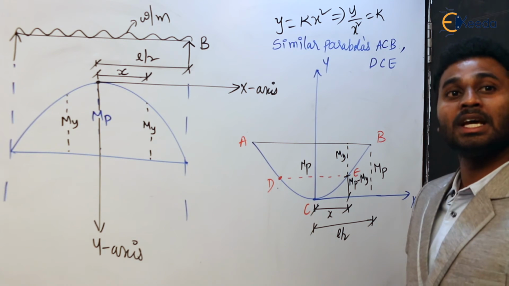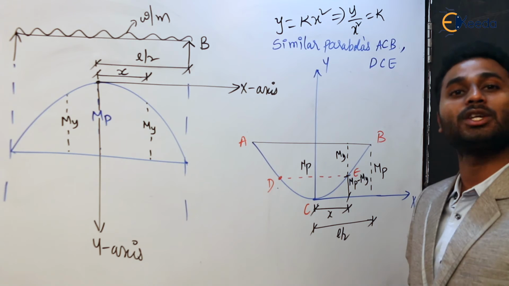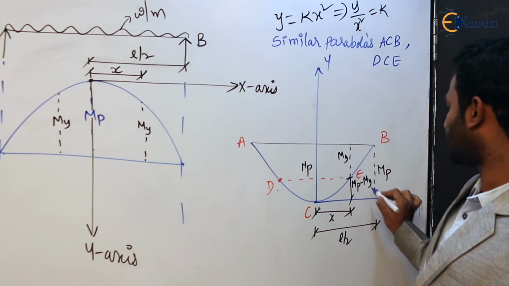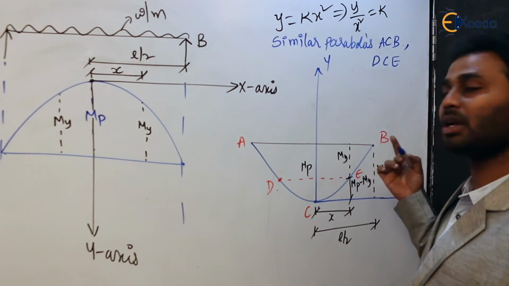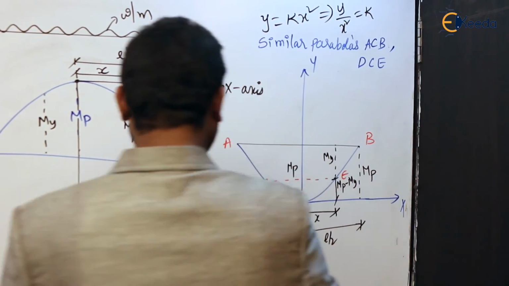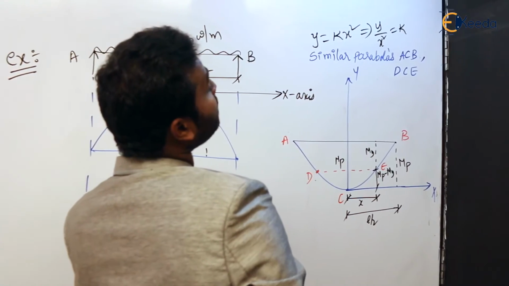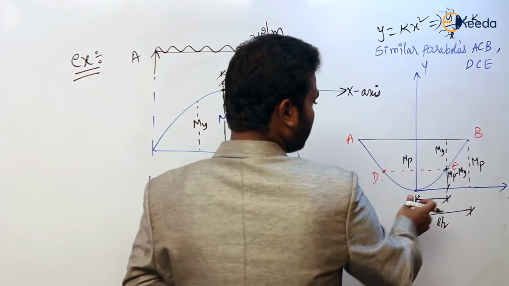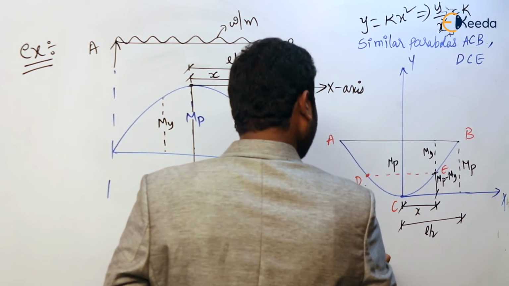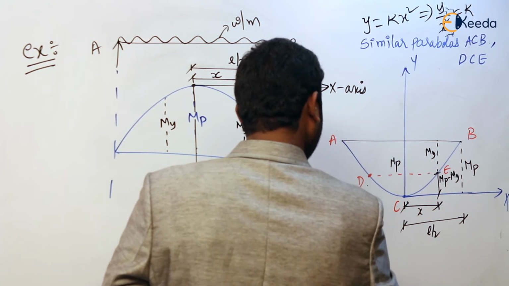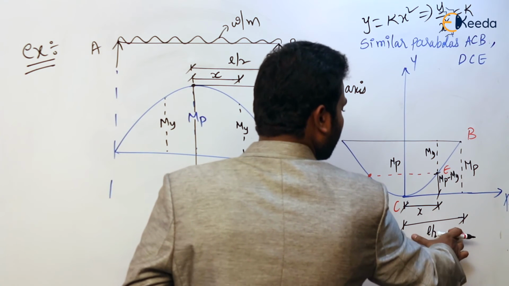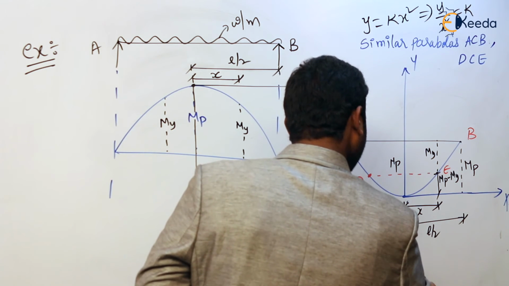So we can write y1 by x1 square is equal to y2 by x2 square. These are the values of y, the values on the graph in the y direction, and the other direction is taken as x. So from the equation of the parabola and the concept of similar parabolas, first consider y. This is y: MP minus My by y2, so y2 is MP, is equal to x square, this is x, and x2 is L by 2 whole square.